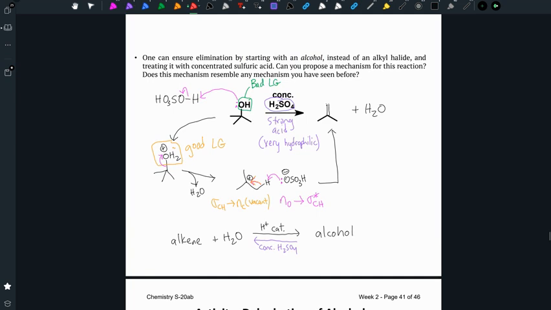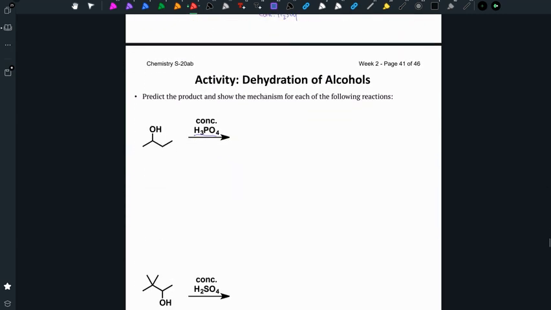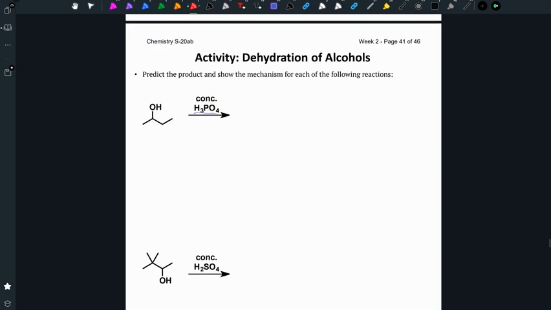So I'll make that note. When there's a choice, always make the Zaitsev product by E1, never the Hofmann. So always the more substituted alkene. So you'll see that in your examples on this page. But I want you to pause, take time to draw out these mechanisms, predict the products, and then come back and I will fill them in.